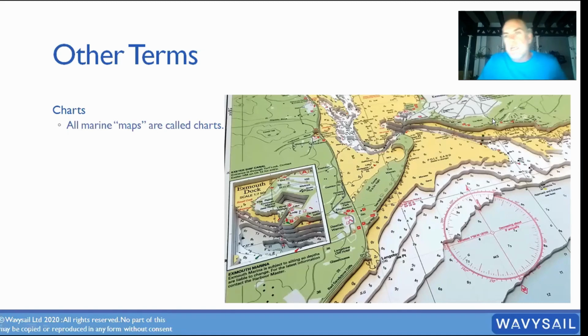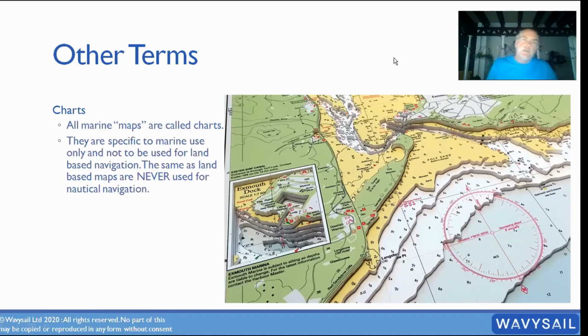It doesn't give us land information like maps. Charts are specific to marine use and not to be used for land-based navigation. And the same thing is, you don't use land-based maps for nautical navigation, ever. Never, ever, ever do it, because you don't know what's underneath the water. This brown bit, the whole lot might be flooded. All you can see there is just one big flat piece of water. But you might go along here and hit the bottom. That's like 0.6 of a meter there.